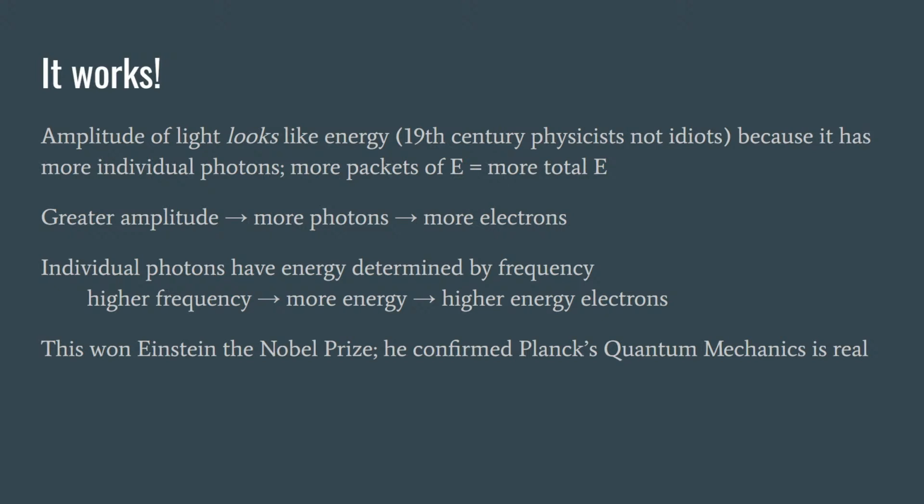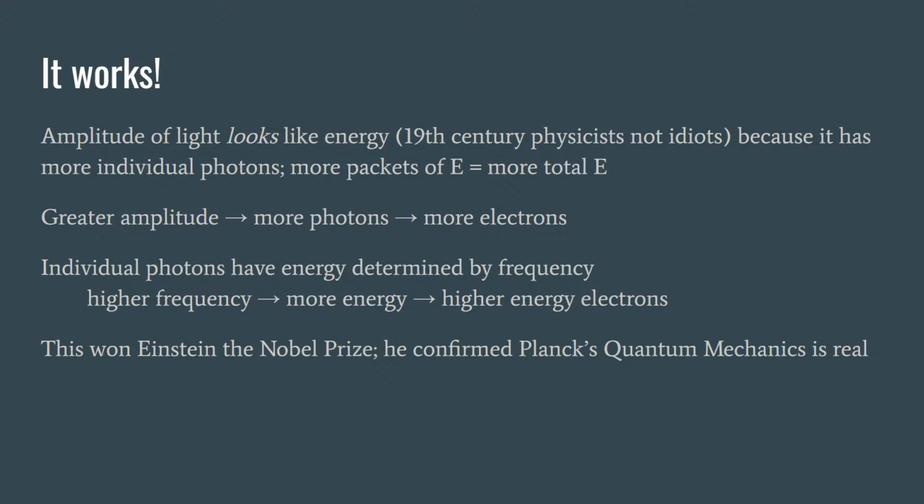And this worked perfectly well. It explained the photoelectric effect, and it confirmed that Planck was right about black-body radiation. He was right about photons. Okay? So the amplitude of light looks like energy. I mean, 19th century physicists were not idiots. It looks like energy because it has more individual photons. Each photon is a packet of energy, so you have more total energy in the light.